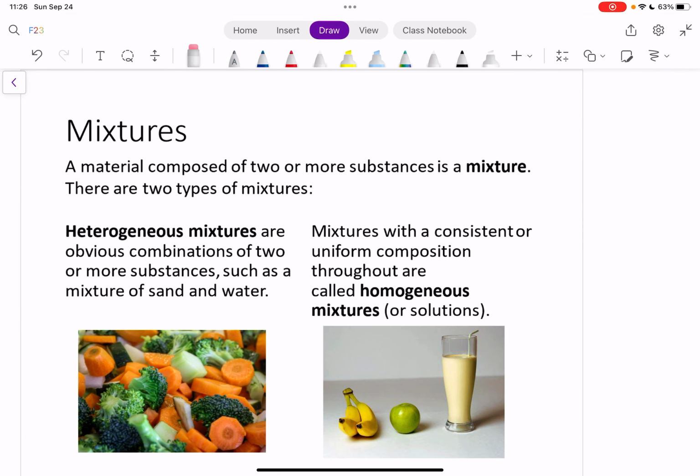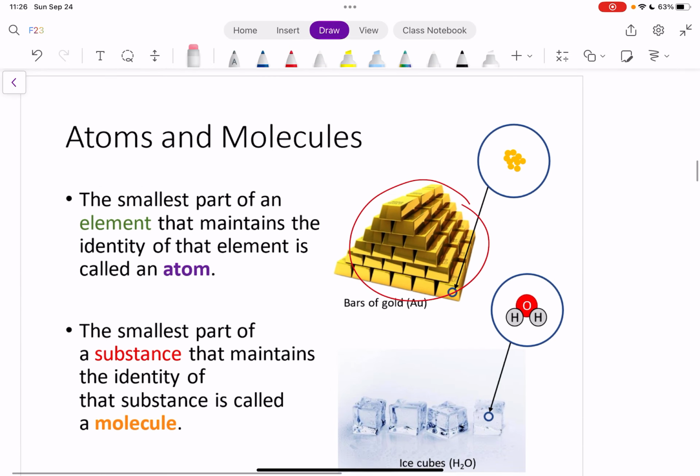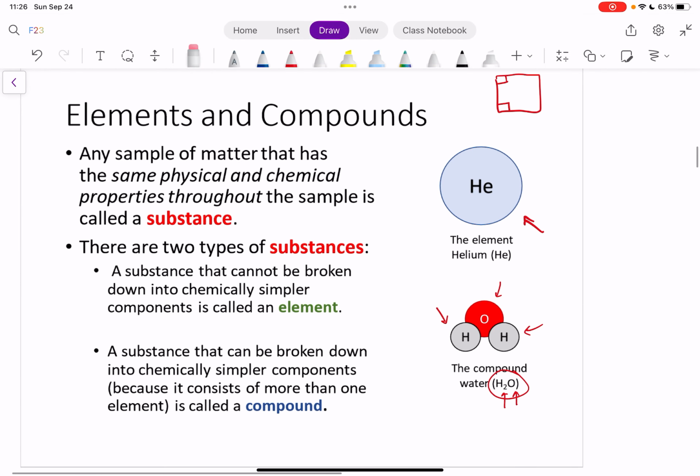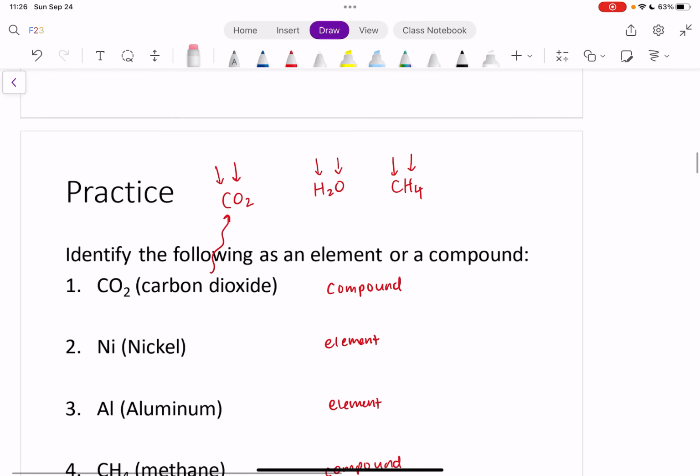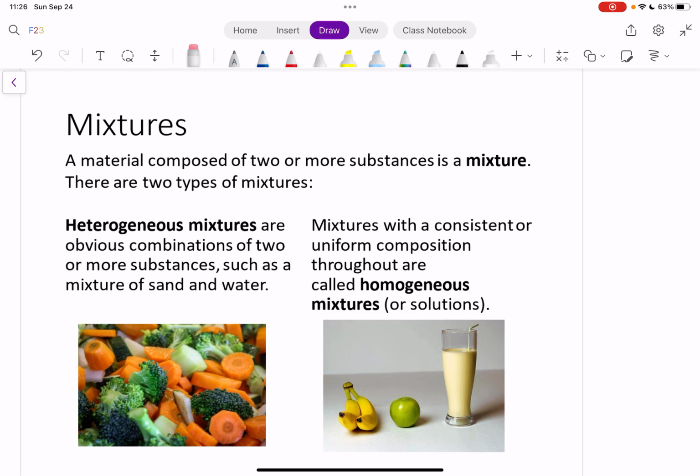So just thinking of different ways that we can categorize these different molecules. All right, so another way that we can categorize matter is with mixtures. We call a mixture anything that is composed of 2 or more substances. So let's rewind for a little bit here, and I hope I don't make you dizzy. We said that a substance is any sample of matter that has the same physical and chemical properties throughout the sample. And we said that the 2 substances are elements and compounds. So let's go back to our mixtures. A mixture is something composed of 2 or more substances.